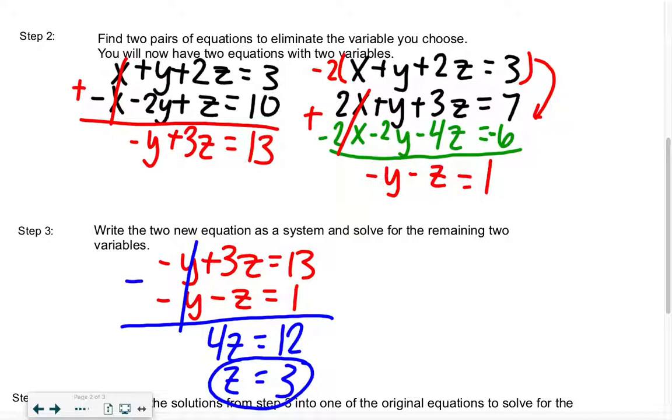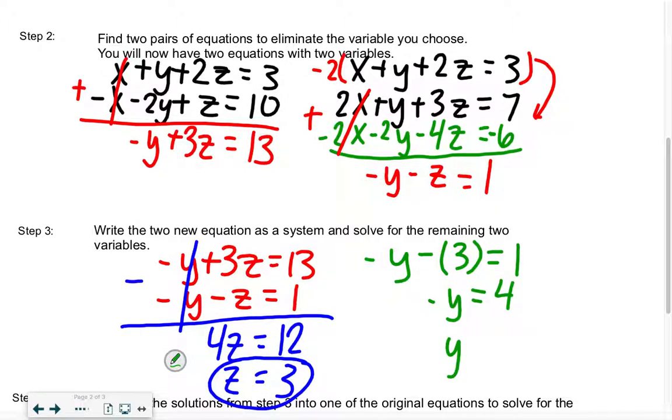Now where do I go? You go to the red equation. Doesn't matter which one. How about this one? Or do you not like subtracting? Fine. We gotta know how to do it anyway. Negative y minus, instead of z, I'm going to write 3 equals 1. Add my 3 over. Negative y equals 4. How big is y? Negative 4 divided by negative 1. My y is negative 4.